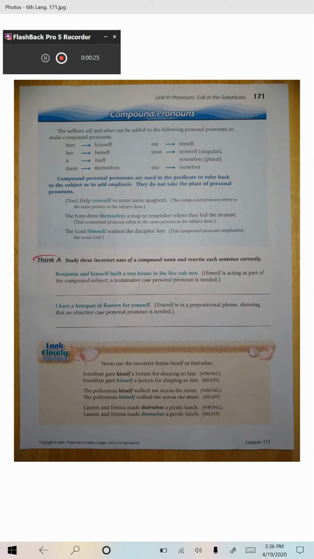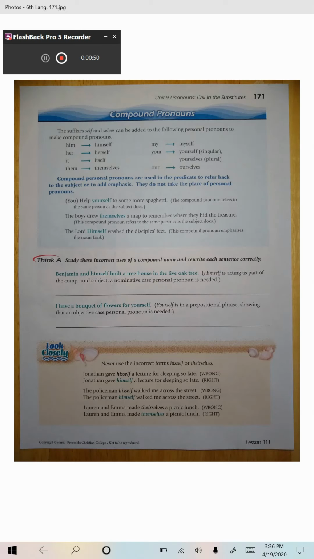All right, so we have compound pronouns today. Remember, pronouns are words that take the place of a noun. So I could say Gabe, or I could say you, or I could say he or him. April, I could say your name, or I could say you, or she, or her, depending on how I'm referring to you in a sentence.